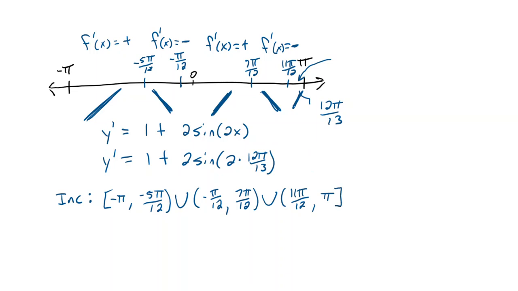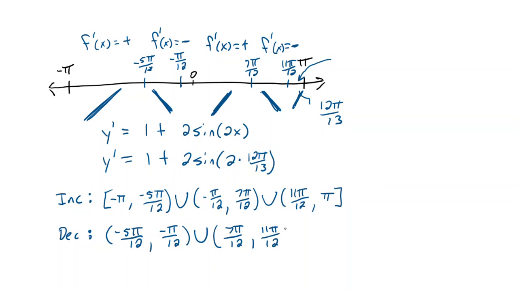All right, now let's see where we're decreasing. We're decreasing on the interval in this region, and it's not including the endpoints: negative 5 pi over 12 up until negative pi over 12, unioned with 7 pi over 12 to 11 pi over 12, and then a round bracket.